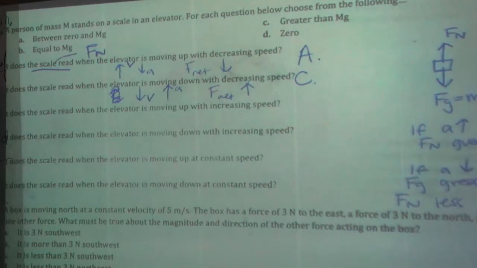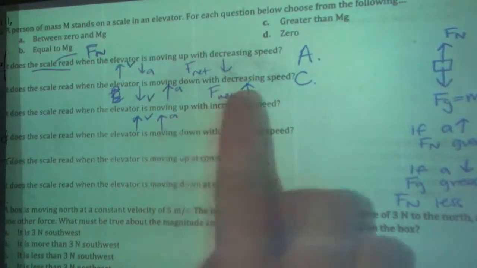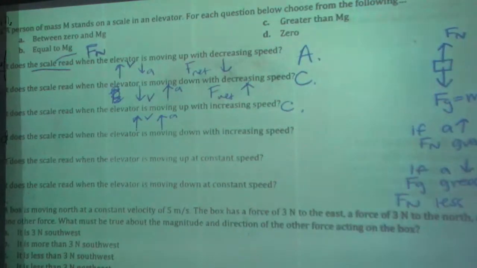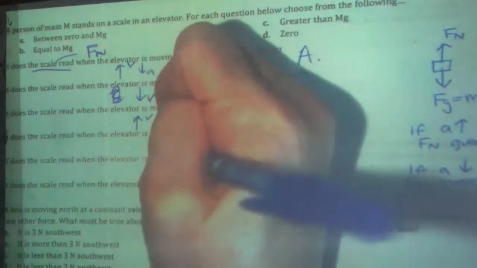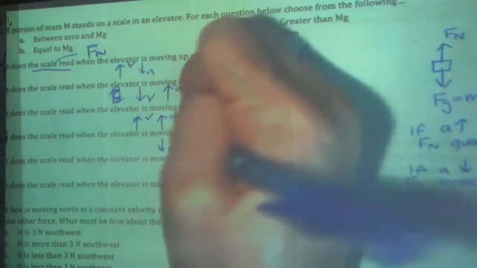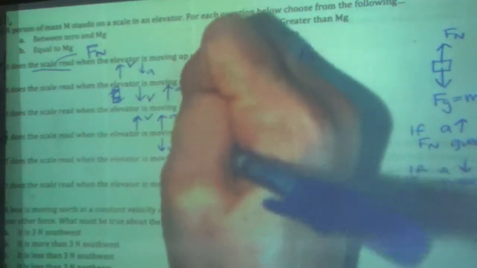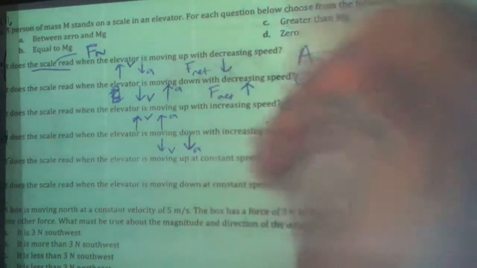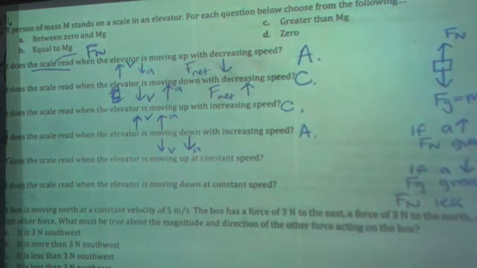If the elevator is moving up and it's getting faster, then that means your acceleration is in the same direction, so your acceleration is up, which means net force is up, which we already decided would be situation C. If the elevator is moving down and increasing in speed, getting faster, acceleration is in the same direction, so acceleration would be down, that's a net force down, which would be situation A. Again, we kind of described these over on the side.